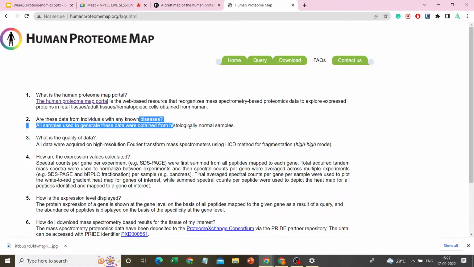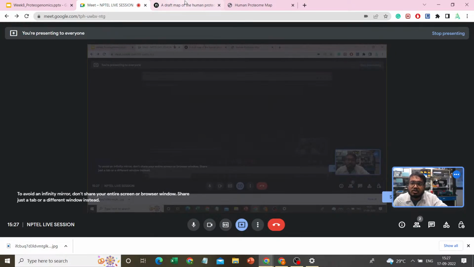All this data from individuals with no known diseases was obtained from histologically normal samples. So you can get an idea that these are the basal level expressions of any tissue for a particular protein or gene. Any upregulation or downregulation might indicate that there is some disease in that person, or might be an indicator as a biomarker, or a prognostic marker, or can be the cause of the disease, or the effect of the disease.